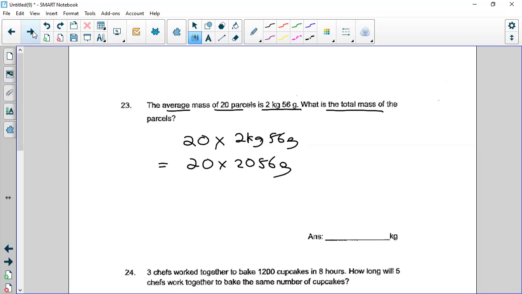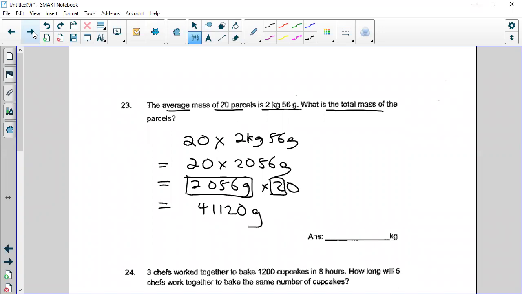Okay, let me just turn it the other way around. Then it looks a bit easier to see. 2056 grams times 20, and try to do the shortcut. Shortcut means you cover the zero, right? Cover the zero, and you just take 2056 times 2. This is a shortcut. So you do your working, and you will get 4112, and then put back the 0. And that will be your grams.